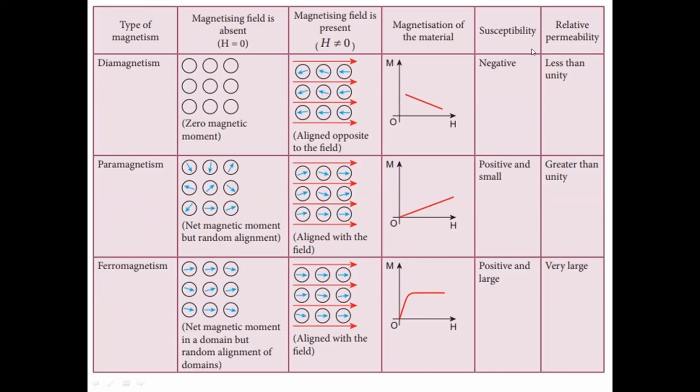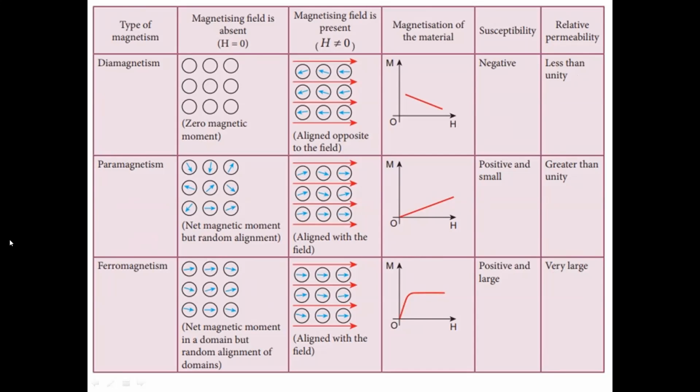Now the susceptibility: for diamagnetism the susceptibility is negative, here positive and small, here positive and large. The relative permeability is less than 1 here and greater than 1 here. Ferromagnetic materials have very large relative permeability. These are the differences between the three types of materials: diamagnetism, paramagnetism, and ferromagnetism. Ferromagnetic materials are more easily magnetized when you try to magnetize them.